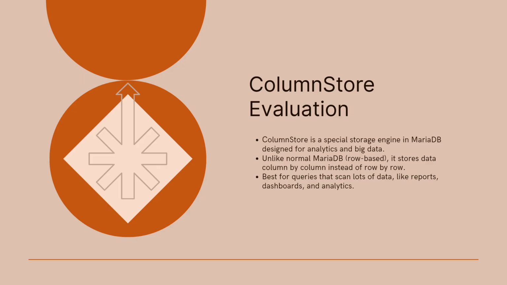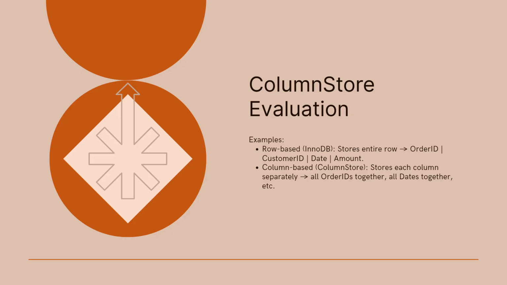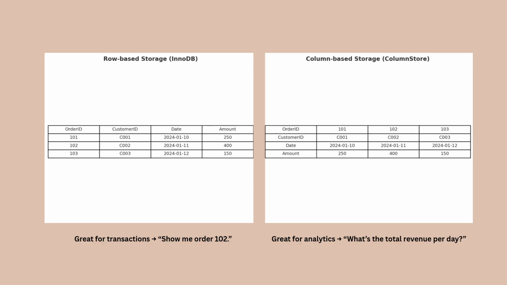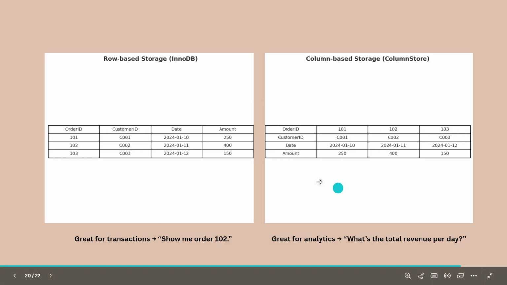Now we will talk about column store evaluation. Column store is a special storage engine in MariaDB designed for analytics. For example, if someone asks to show the details of order 102, that kind of query will go to row-based storage. But if someone asks what the total revenue by day is, then column storage is helpful. This is a good example of row-based storage and column-based storage. These are great for transactions like these, and these are great for analytics like this.